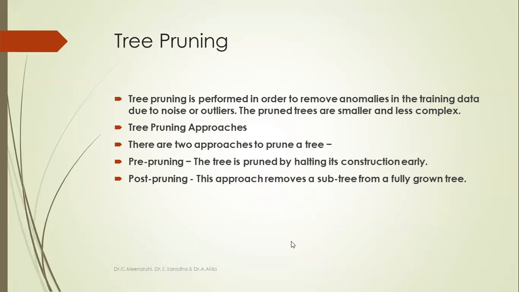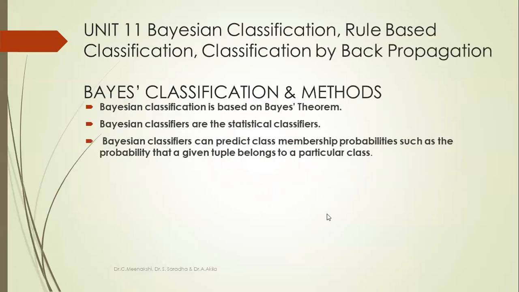The data pruning approach has two types. Pre-pruning is when, before the construction of the tree, I remove the anomalies. After the creation of the decision tree, I prune it, which is called post-pruning. So we are going to see the next concept.